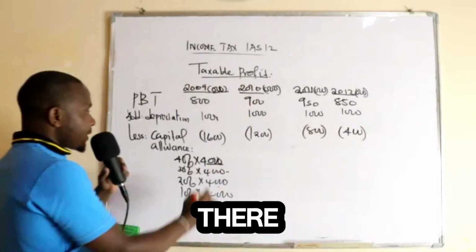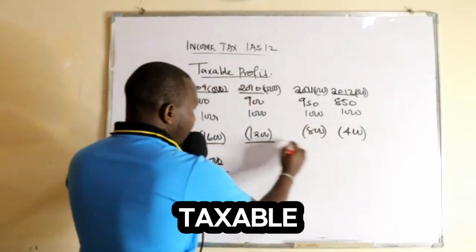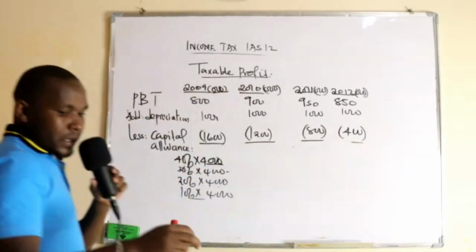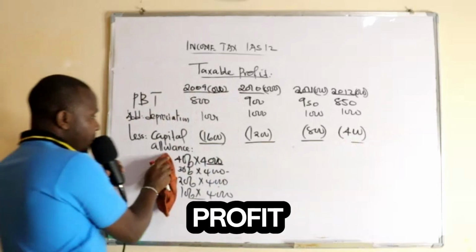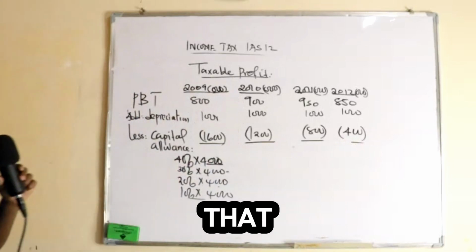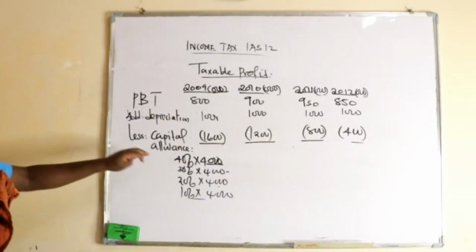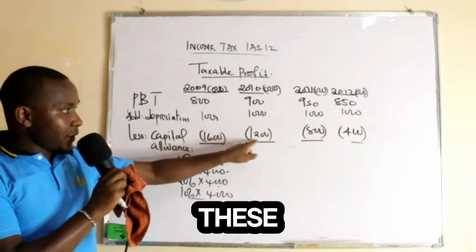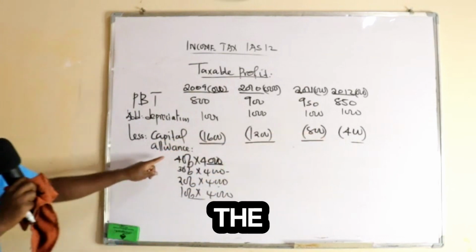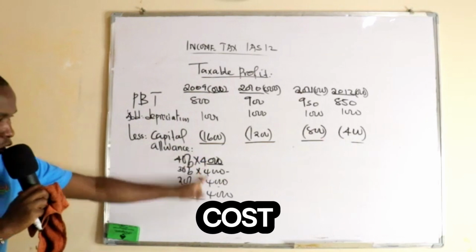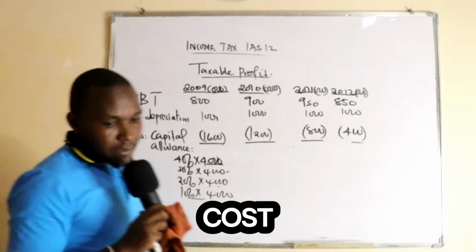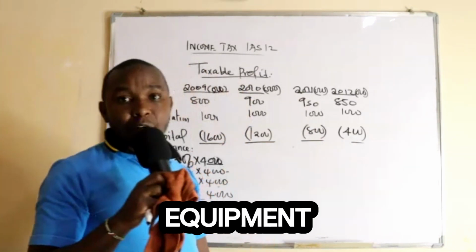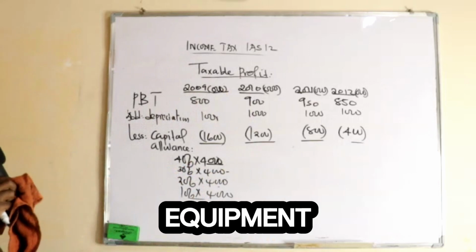So let's get the taxable profit. I hope you have written this so that you don't forget where we got these values. So it is the rate times the cost of an equipment.